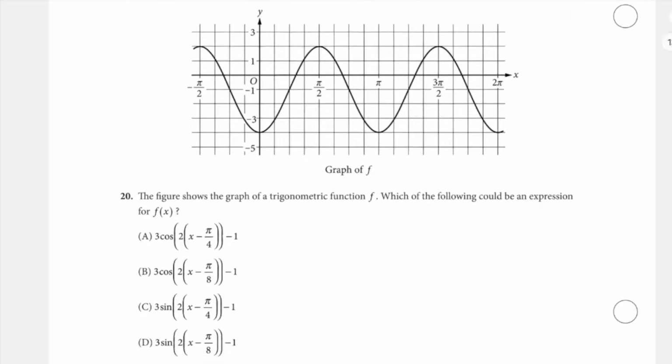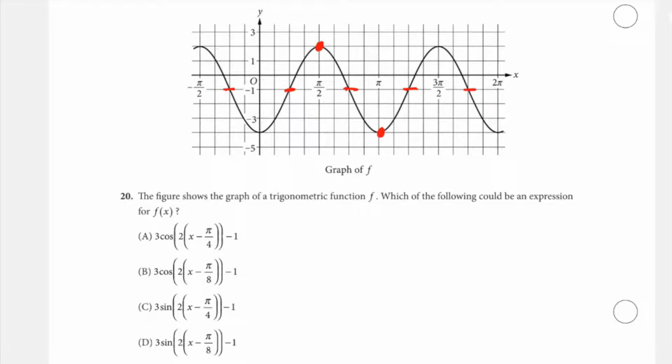So which of these could be an expression for f? Okay, well, the first thing I want to do is find the midline, what's halfway in between the maximum and the minimum. It goes from 2 to negative 4, and I'm seeing these spots right here that look like they're halfway in the middle. Yeah, it's negative 1. Okay, but that did not help. I should have peeked at the answer choices.